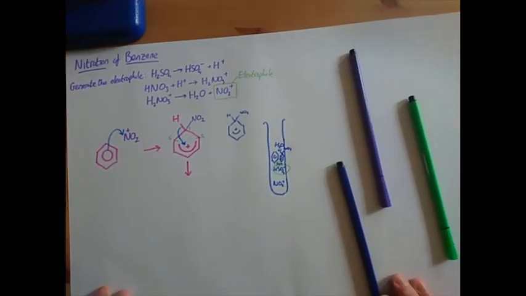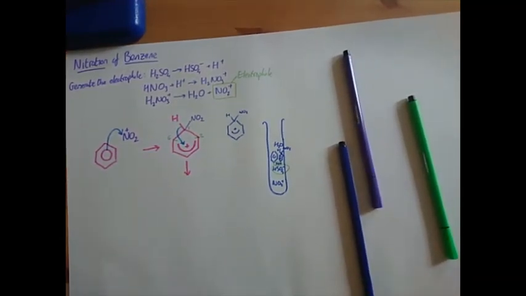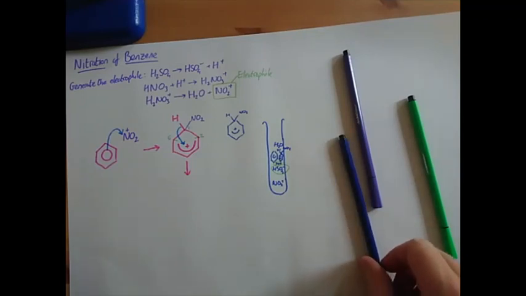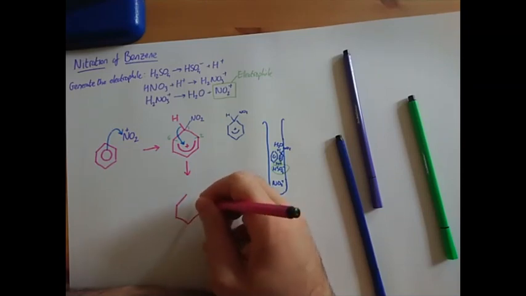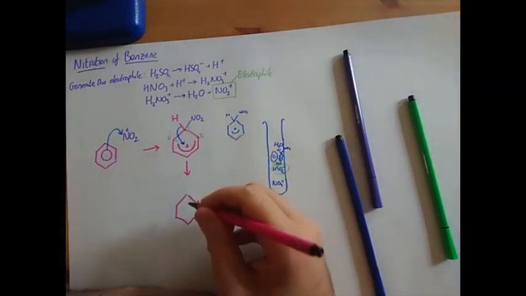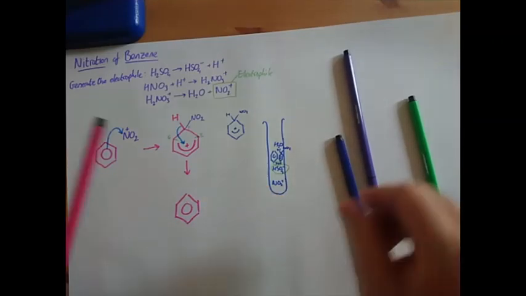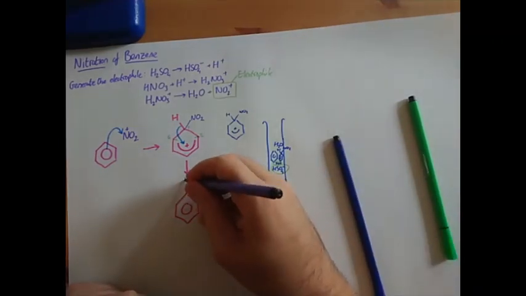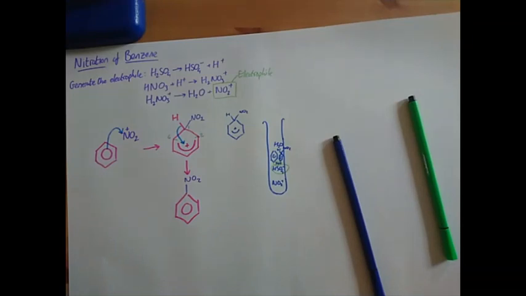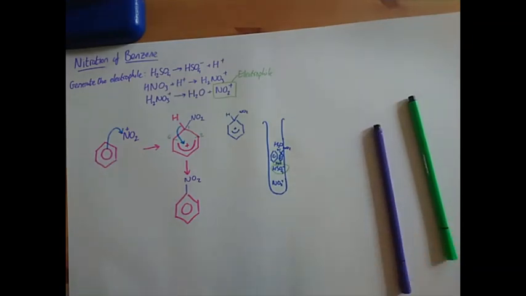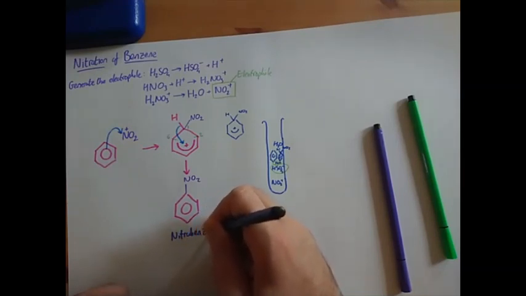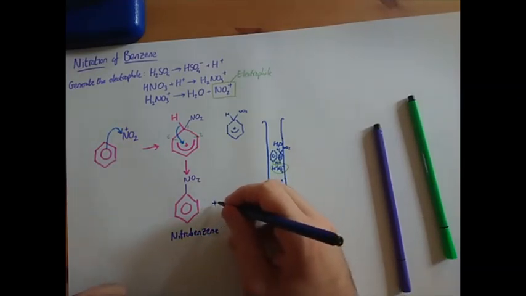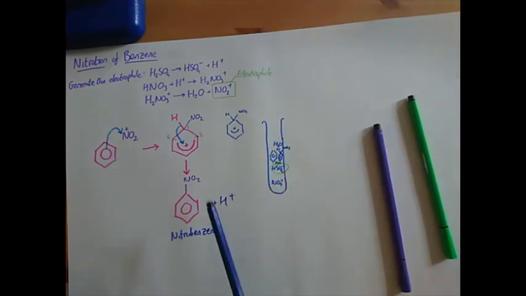Hopefully at this point you're thinking, oh look at that, the H2SO4 was used at the beginning, and it's being reproduced at the end. It's a catalyst. Yes it is. And if we look at the final product that we're making, once we've fallen in here and recreated the ring, we've got nitrobenzene, plus the H plus, which will go and join the H2SO4 again.